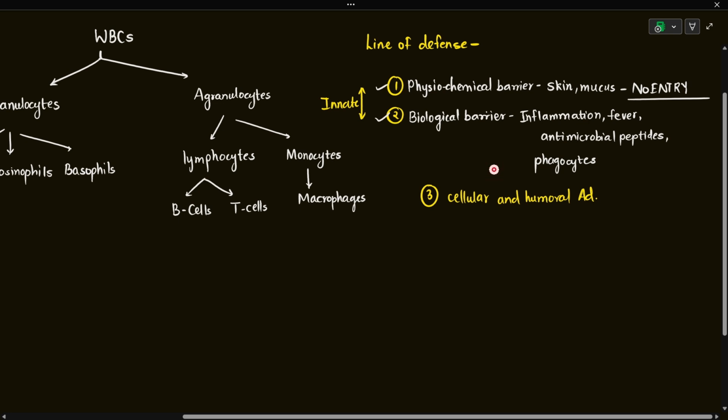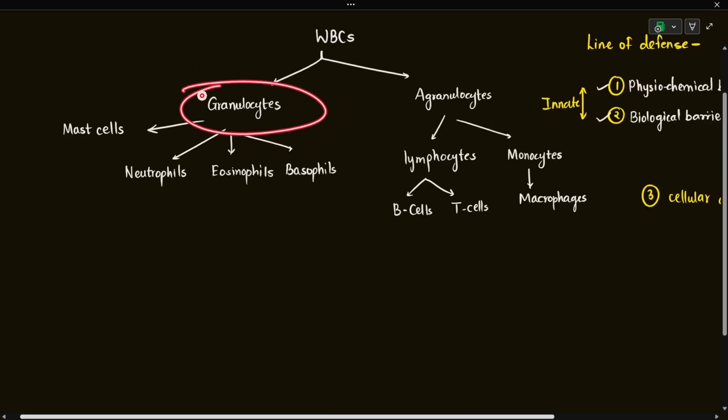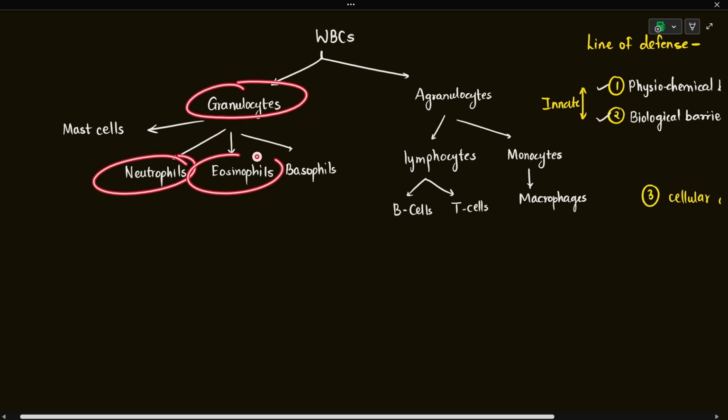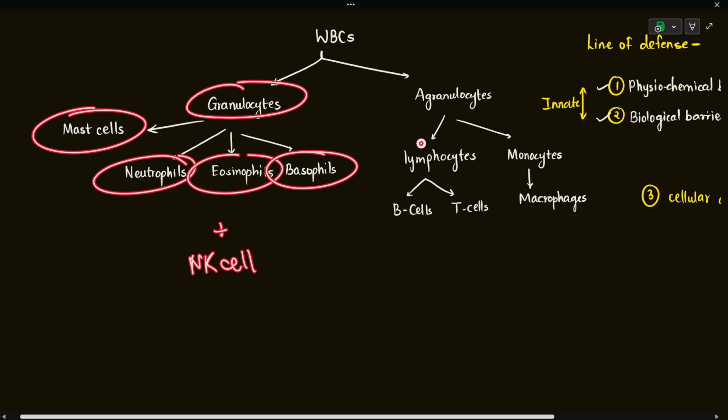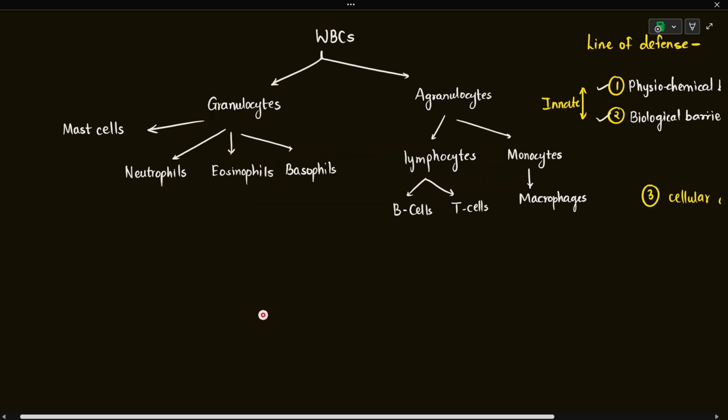What I want to tell you is that once the innate immune response starts, the antimicrobial peptides are the humoral component of the innate immune response. Humoral component means anything which is being circulated in our bodily fluids. On the contrary, the phagocytes and the cells of the immune system that are part of the innate immune system are the granulocytes, such as neutrophils, eosinophils, basophils and mast cells, plus the natural killer cells, which actually belong to the lymphoid lineage. All of them are part of the innate immune system.